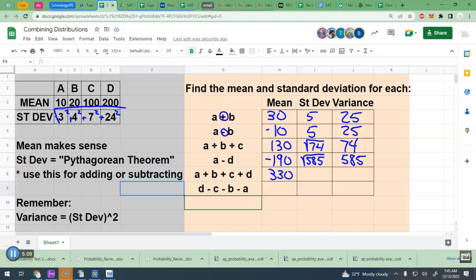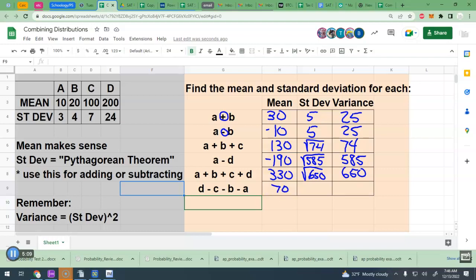So that's 650. Standard deviation here is 650, and then the variance would be the standard deviation's root of 650. The variance is 650. And then D minus C minus B minus A. 200 minus 100 is 100. Minus 20 is 80. Minus 10 is 70.